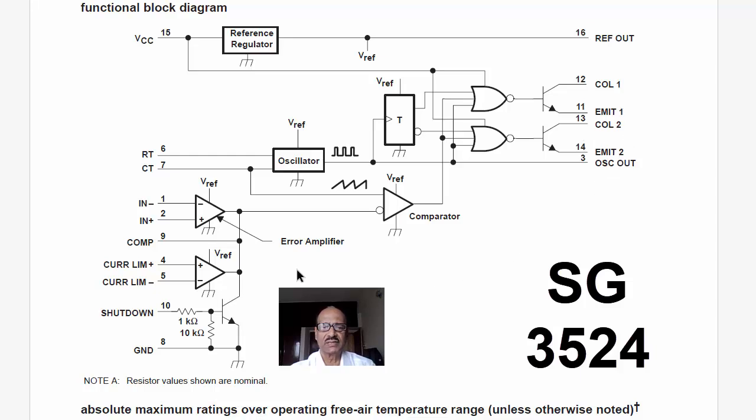But this has some advantages, like it has another error amplifier, which is used mostly for sensing the current and then taking action as per the design. Then it also has a shutdown feature. That means at any given time, a positive pulse can be given here, which will shut down the output, and in the process, everything will stop. So this is the difference between the TL494 that we had seen previously and the SG3524.